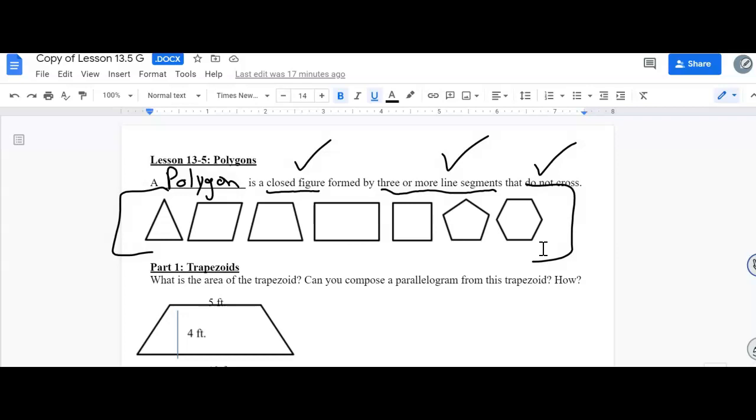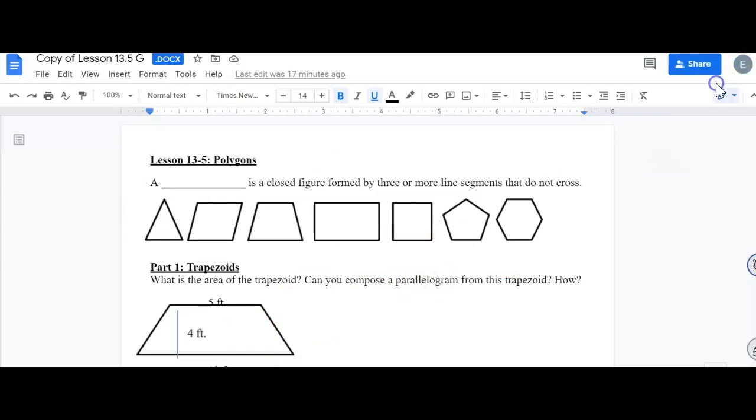So all of these are polygons. On the top up here, see if you can draw a non-polygon. What do you think a non-polygon might look like? Seeing some good non-polygon.